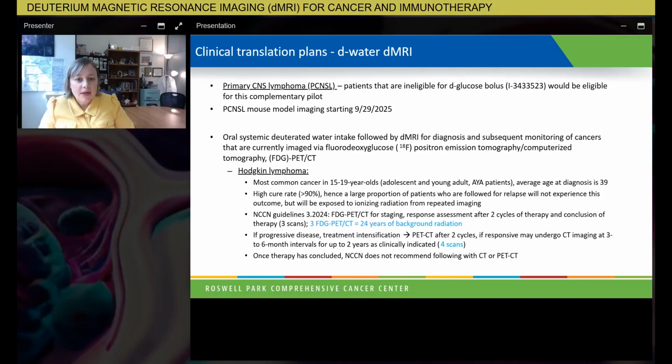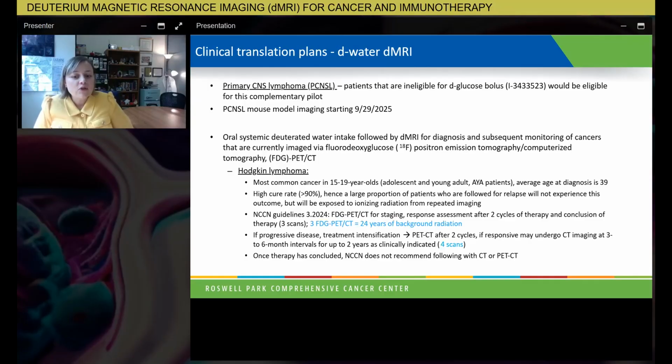So here I'm describing my next clinical translation plans, and that will be deuterated water in CNS lymphoma patients. Why do I need to open up another imaging trial in CNS lymphoma? That's because some patients are not going to be eligible for the deuterated glucose uptake. Some patients are diabetic, some patients are on GLP-1 inhibitors, and they should not be drinking a huge bolus of glucose. It's not huge, but it's 60 grams. It's not a minor dose. So for them, water perhaps would be a better approach.